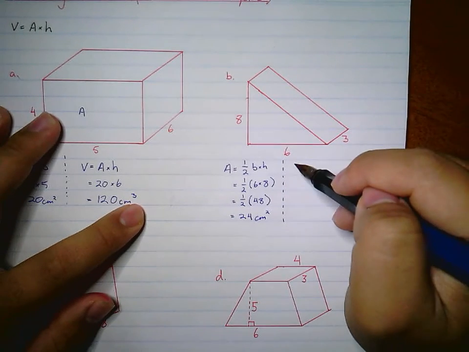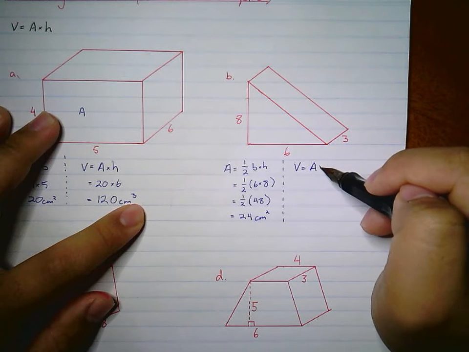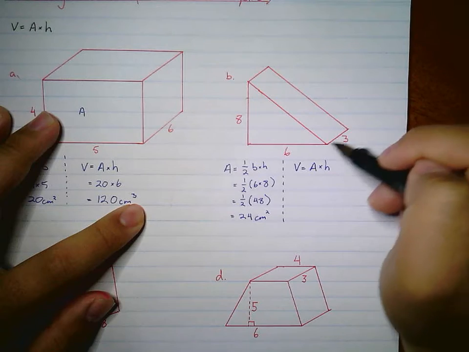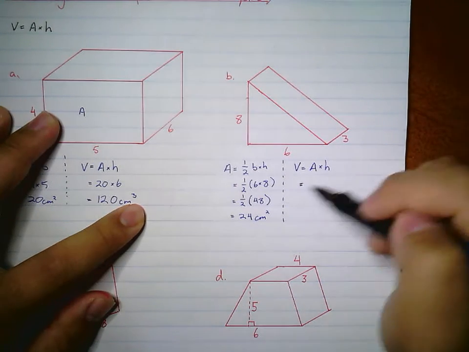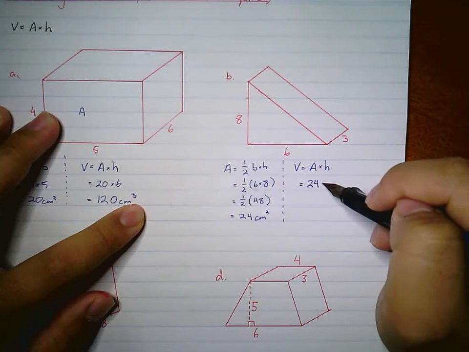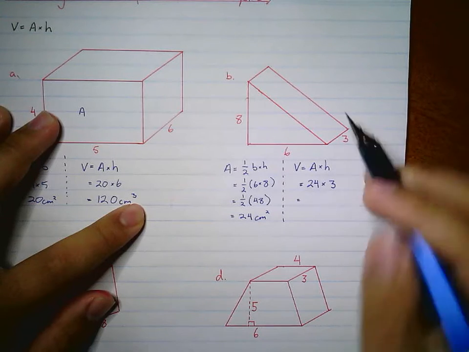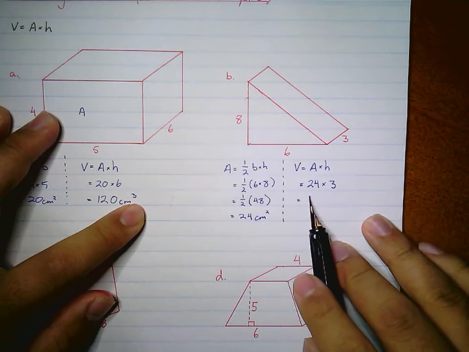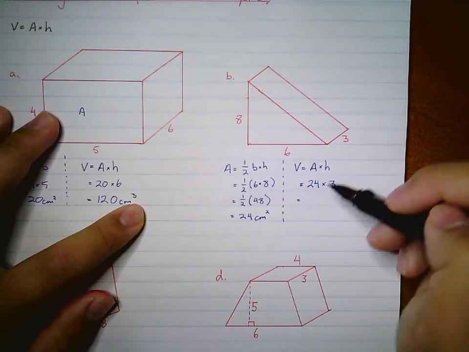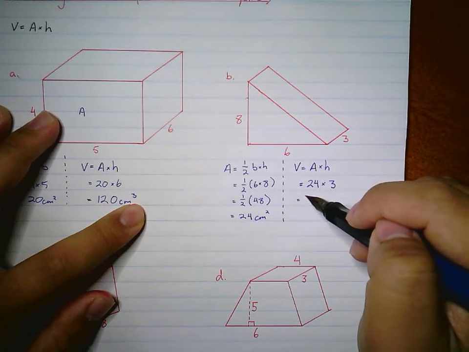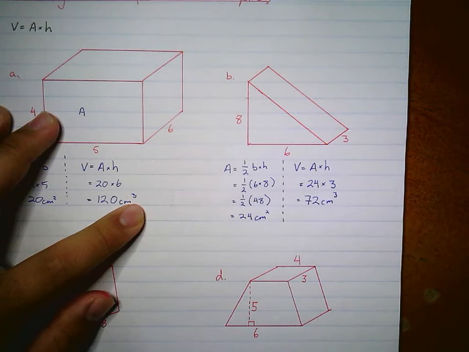Moving along again, the volume is now equal to the area times the height of this prism. We already know that the area is 24. We only need to multiply it by 3. 20 times 3 is 60. 4 times 3 is 12. 60 plus 12 is 72 centimeter cubed.